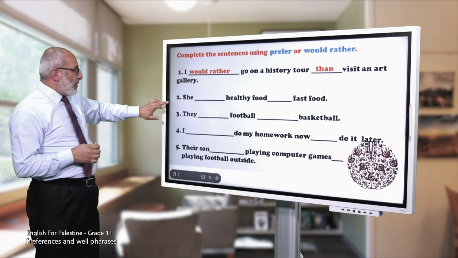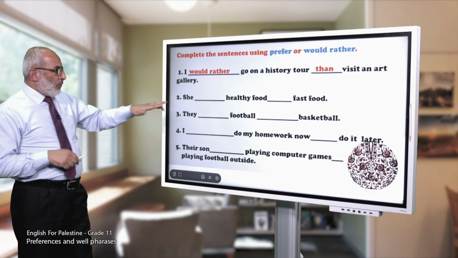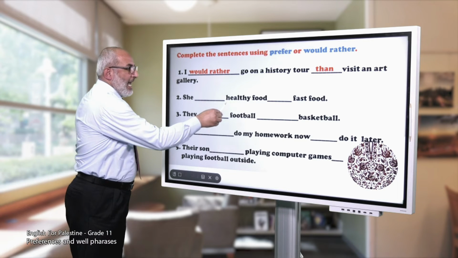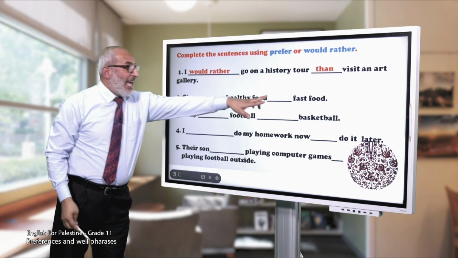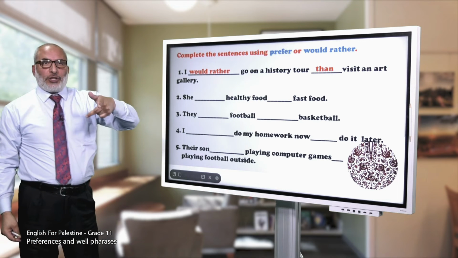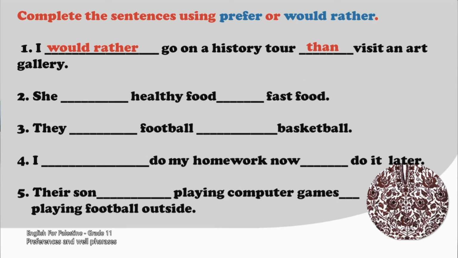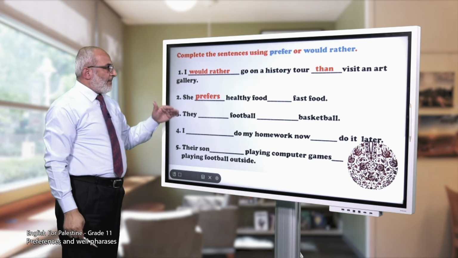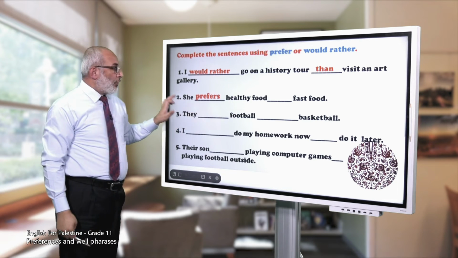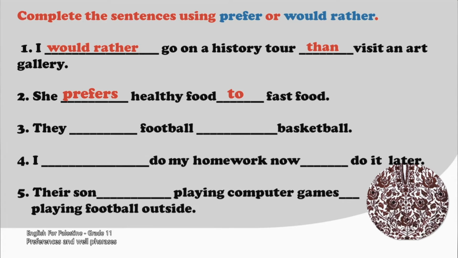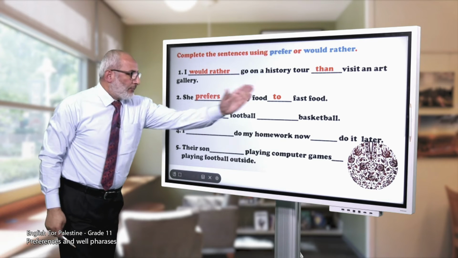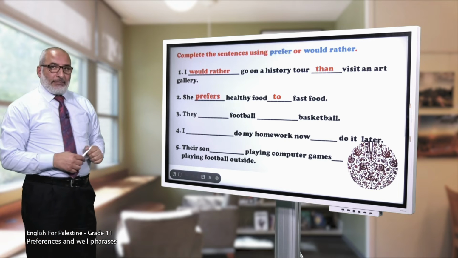Great. Let's look at number two. What do we have here? Noun. Yes, noun and noun. What do we use with noun and noun? Do we use prefer or would rather? Yes, great. We use prefer. So she prefers. And be careful about the S here, because the subject is singular. She prefers healthy food, noun, to fast food, noun.